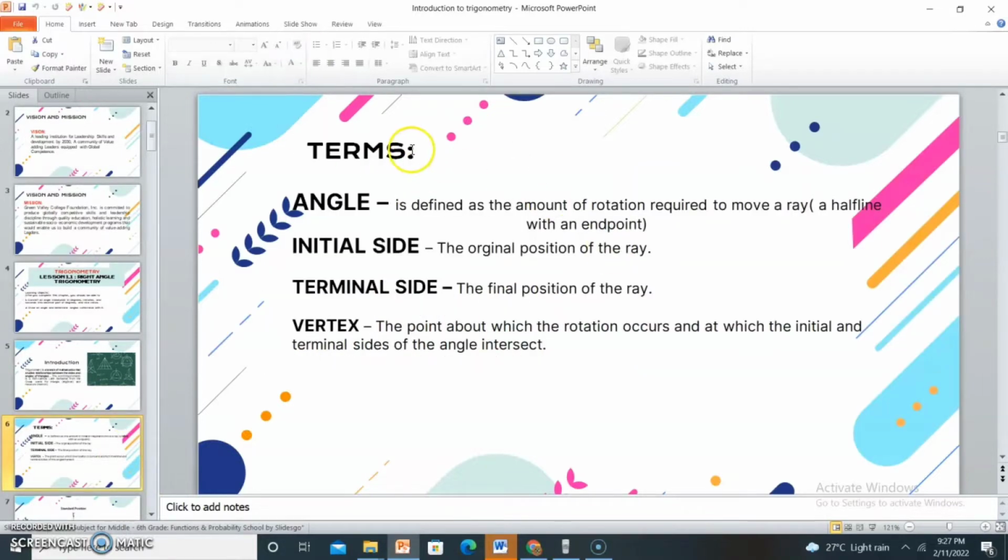So there are terms in right angle trigonometry. Angle is defined as the amount of rotation required to move a ray or a half line with an endpoint. The initial side is the original position of the ray, and the terminal side is the final position of the ray. Vertex is the point about which the rotation occurs and at which the initial and terminal sides of the angle intersect.